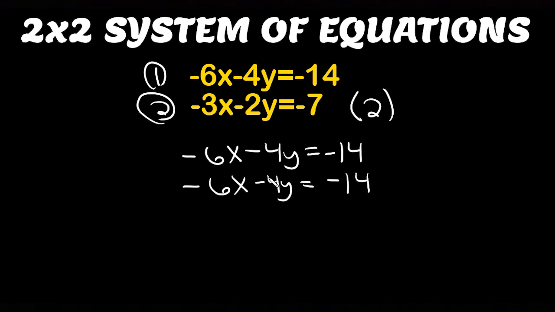If they're both the same, that means they're always going to be intersecting. They're right on top of each other. This is going to be infinite solutions. Infinite solutions.